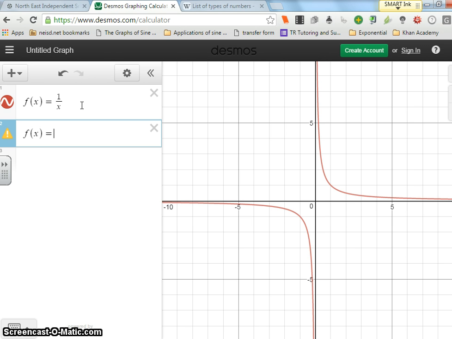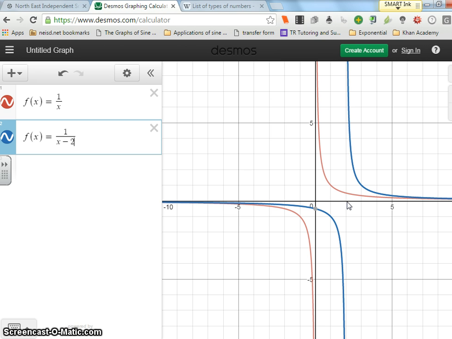And let's say, for example, I want to affect the horizontal. So I'm going to do 1 divided by, and let's say I want to move this graph 2 units to the right. So this center point would now be right here. So we affect the x, so we're going to do x. We want to go to the right, so minus 2. Notice the center point was 0, 0, and now the center point is 2, 0. Right 2.